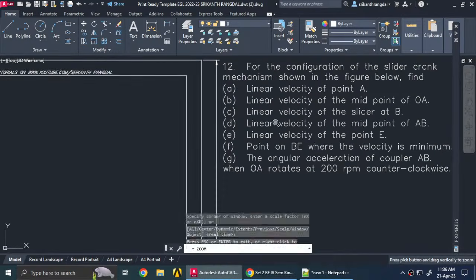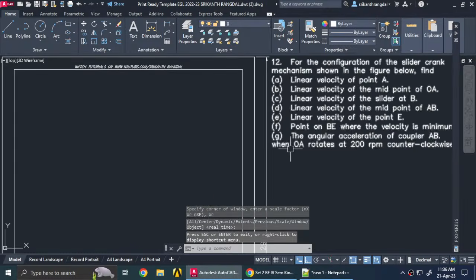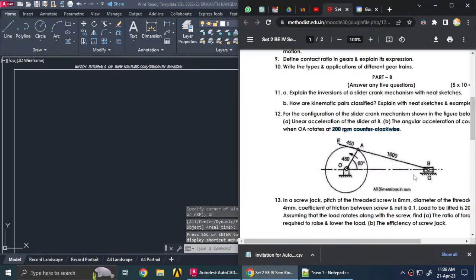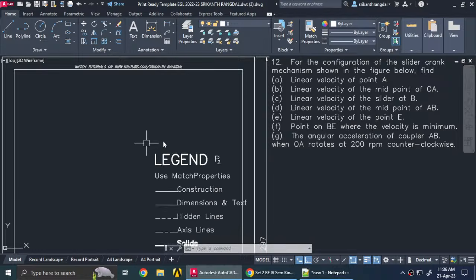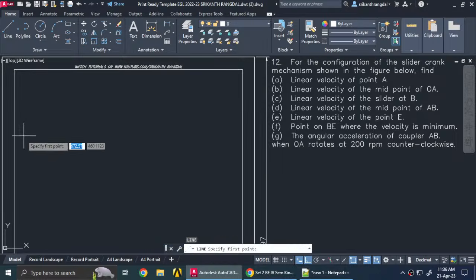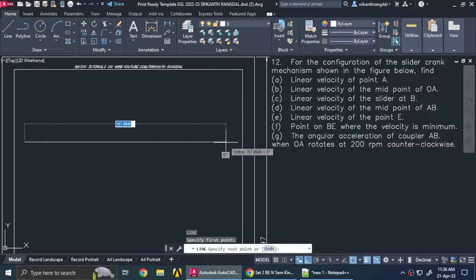Alright, so before going anywhere, first we'll have to complete the position diagram of this particular thing. And we can see here that the maximum length is 160. Okay, so if we see the maximum length that we can draw over here, that's around 160.